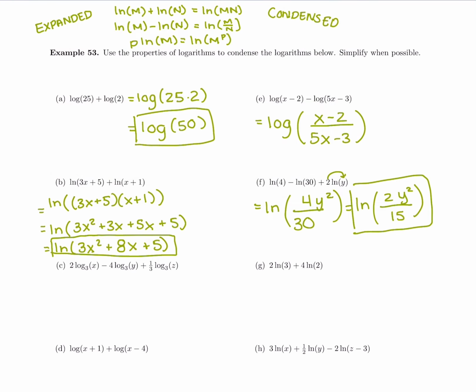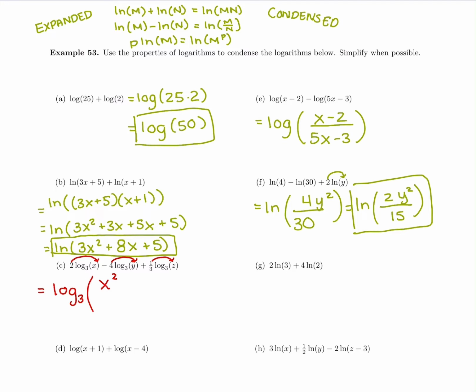Looking at this next part, we have a lot going on here. I have to bring in a power 2, a power 4, and a 1/3 power, which is going to be a root. So I want it all inside 1 log base 3. So the first term is positive, which tells me x goes in the top as x squared. Bring in the 2 power.